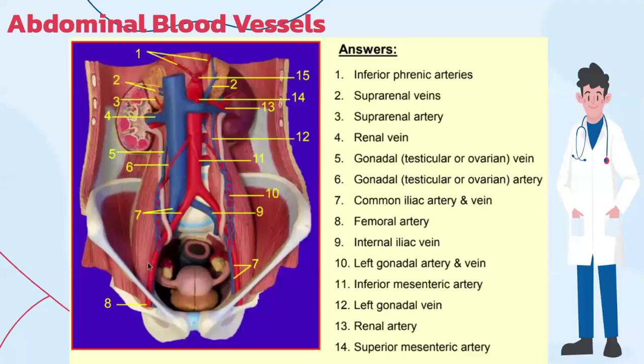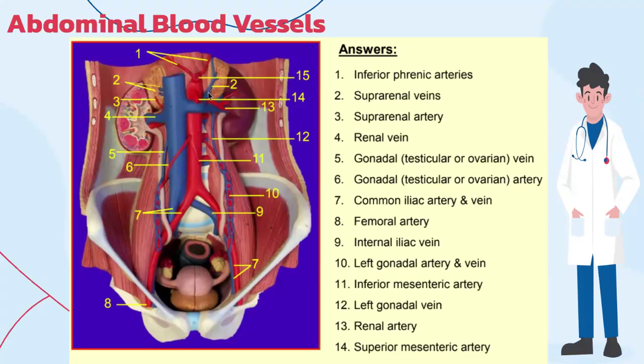All right, very last thing we're going to look at is some abdominal blood vessels. The first one is going to be your inferior phrenic arteries, which are going to be right over here. They're very tiny. Then you have your suprarenal veins. You can see two of them over here on the side. You can also see one projecting up over here. These ones are typically by your kidneys, so you can see your kidney over here, and then you can see the suprarenal vein, which is how they get their name.